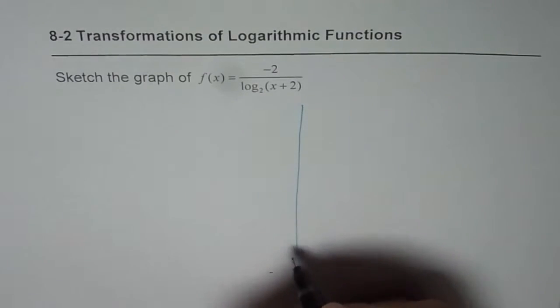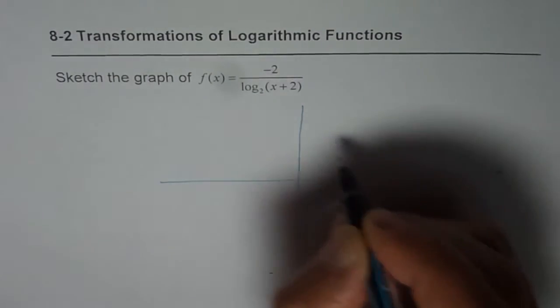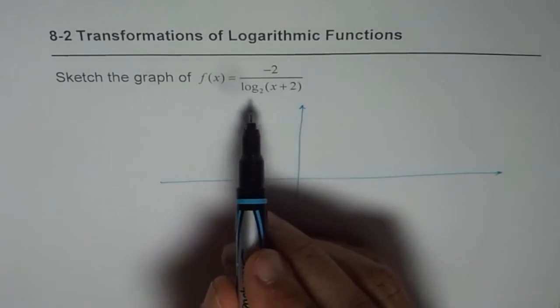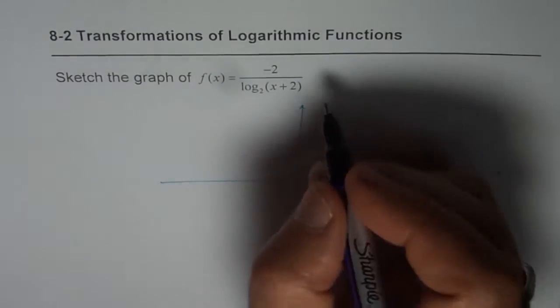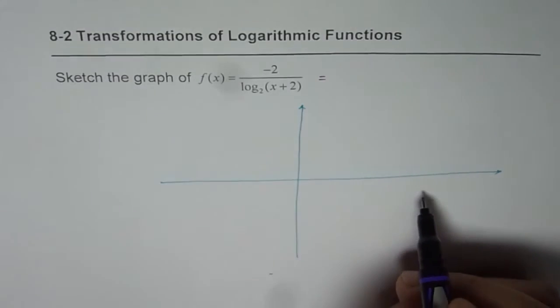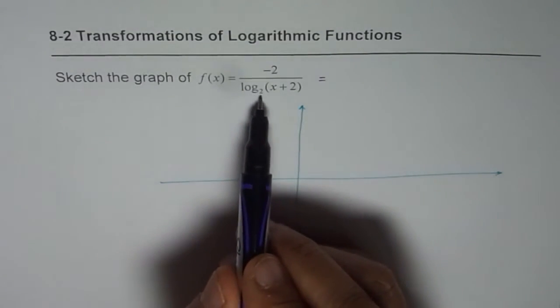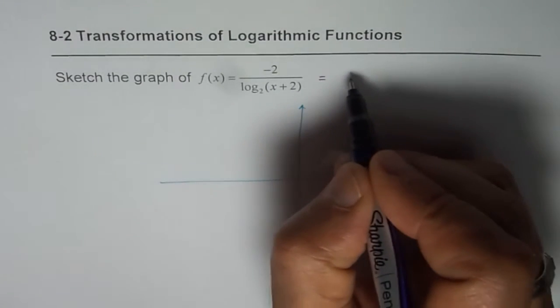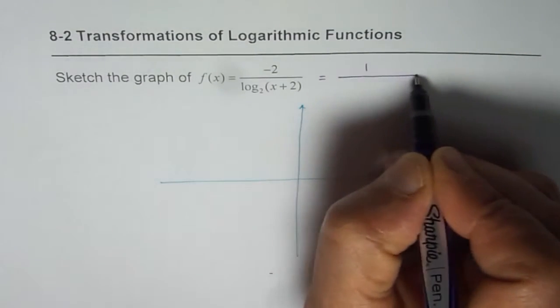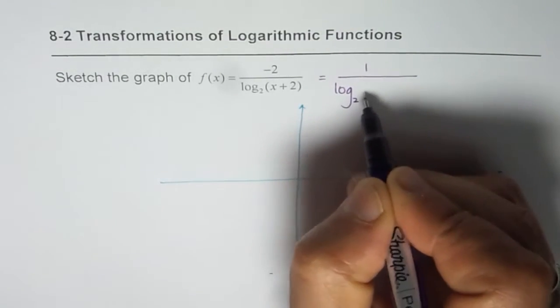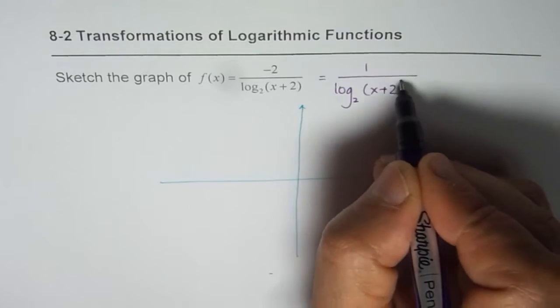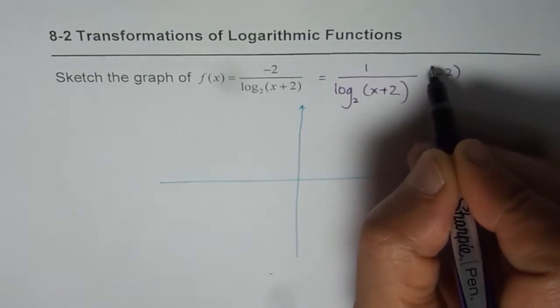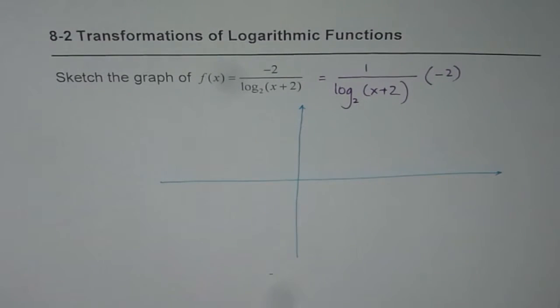So let us say this is our coordinate plane, right? On this, we have to sketch this function. We will do it in two forms. We will first sketch log to the base 2 of x plus 2 and then find its reciprocal. Then we'll multiply by 2, minus 2. That is to say, we'll reflect it horizontally and then vertically stretch by a factor of 2. Those are the steps to follow.